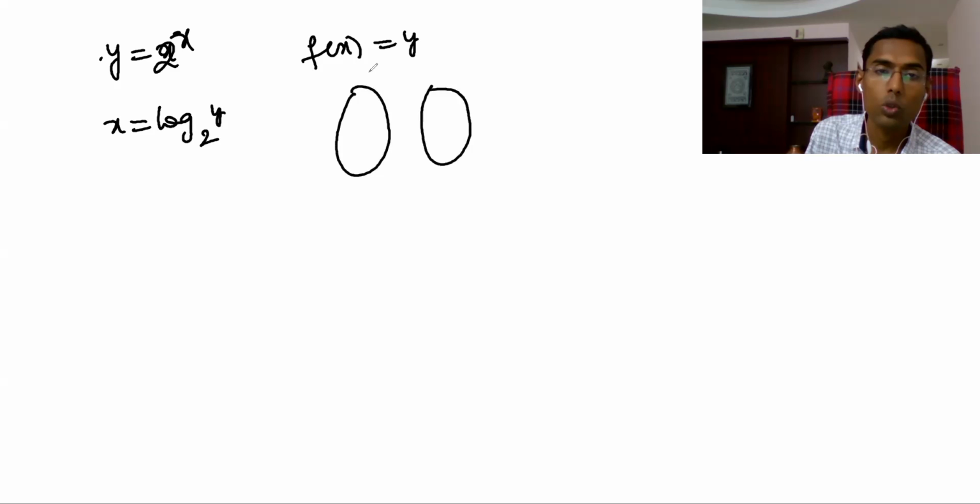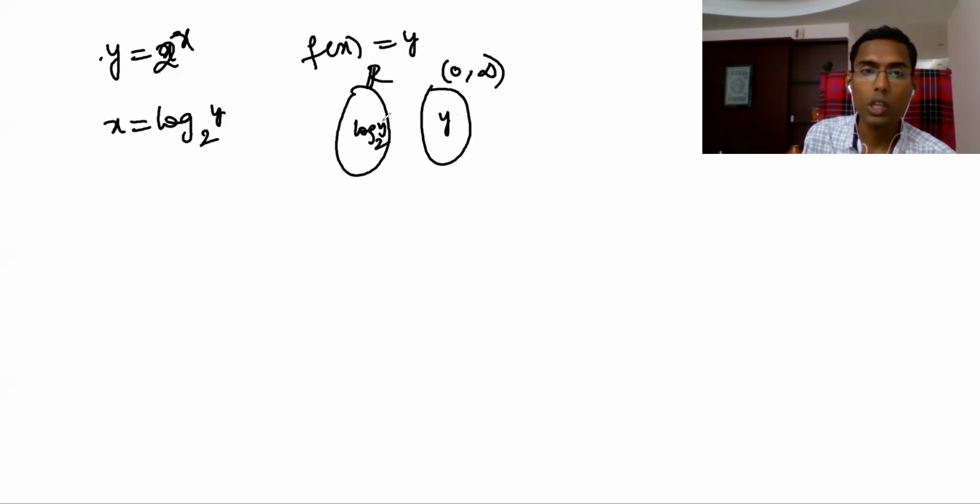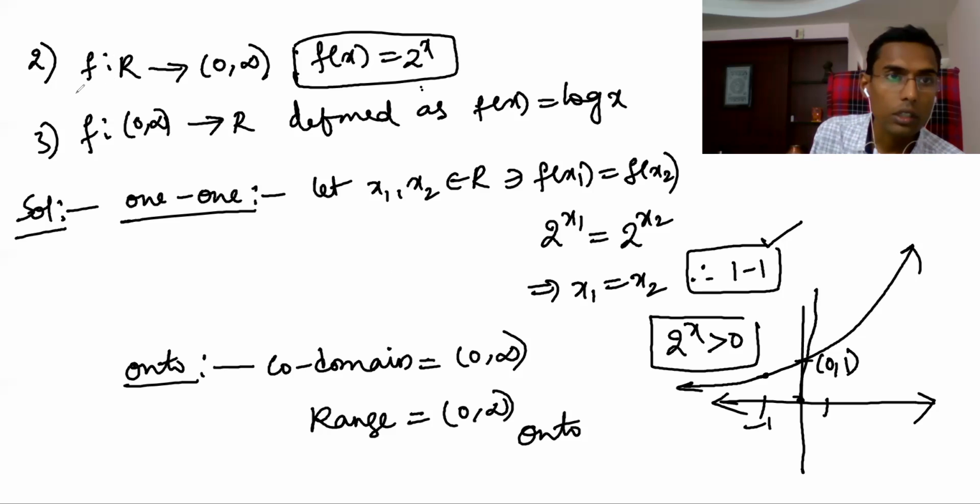So here domain is R, range is 0 to infinity. So for y you take, it's a pre-image, x should be log y to the base 2, which should be in the domain. So whatever y you take from 0 to infinity, the pre-image exists. When doesn't it exist? When y is negative, then log y base 2 is not defined. Otherwise it is defined, therefore it exists. Therefore this is onto also.